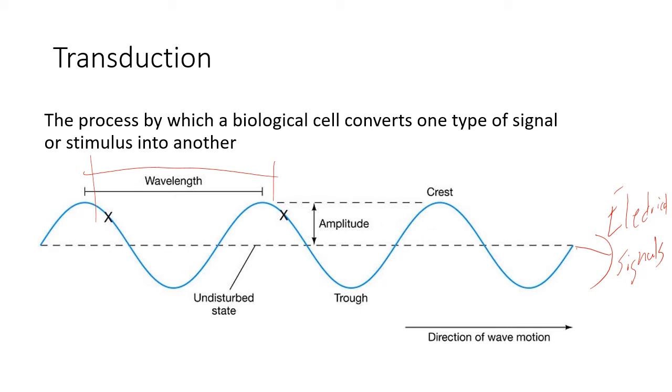Transduction transfers the electromagnetic waves of light into electrical signals through the neurons. It transfers the wave into neuron firing. So again, just what's here, this wavelength is color, amplitude is brightness. And transduction takes these waves that we've got here and converts them into electrical signals in the neurons.